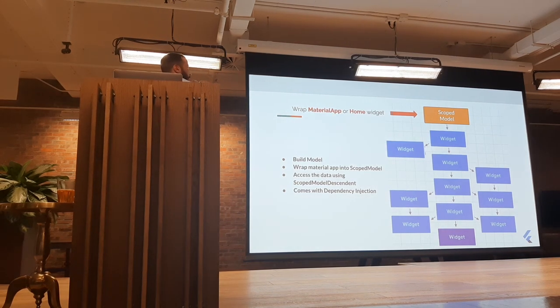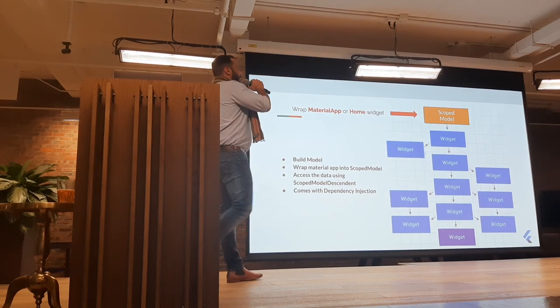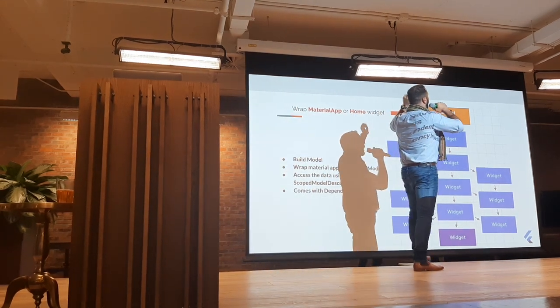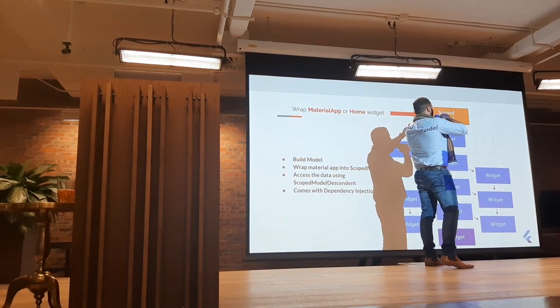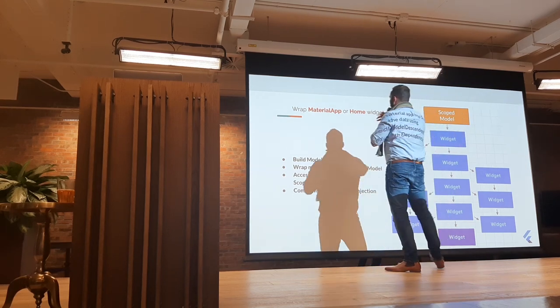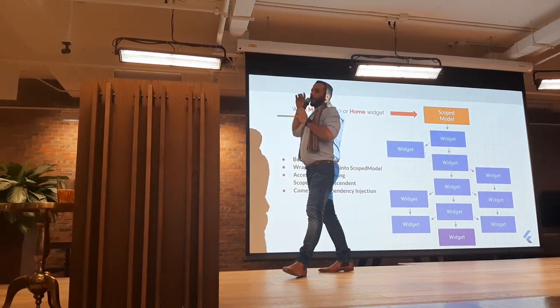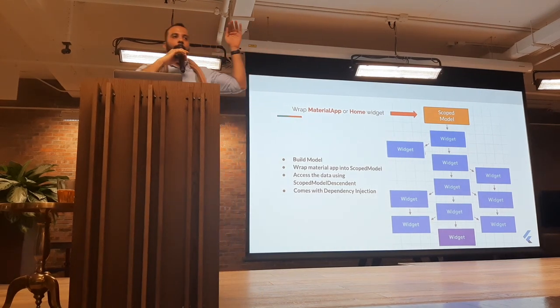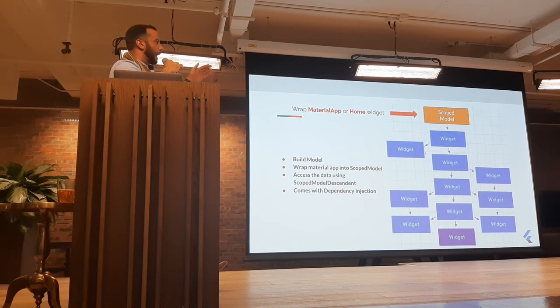So this is an explanation of Scoped Model. Very similar to the diagram we talked about earlier, instead of an InheritedWidget, you can have a Scoped Model that you build at the top of your app. This could be in your MaterialApp, your home, or your Scaffold, the highest point that you want that data to live, so that any point beneath that will have access to the Scoped Model and will have that data.